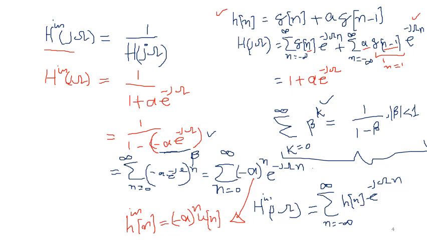So quite straightforward, because in time domain we have convolution, so in frequency domain we have multiplication. So h inverse of n convolved with h of n equals the impulse of n. So we take the Fourier transform of both sides, and convolution will result in multiplication. So that means h inverse of j omega multiplied by h of j omega will be equal to 1, because the Fourier transform of impulse is 1.